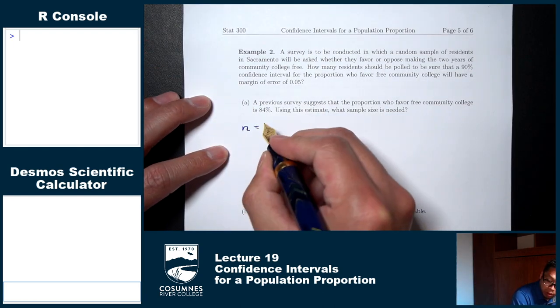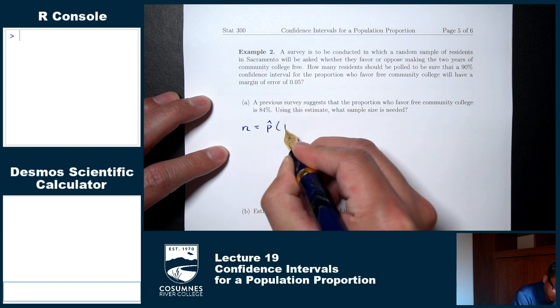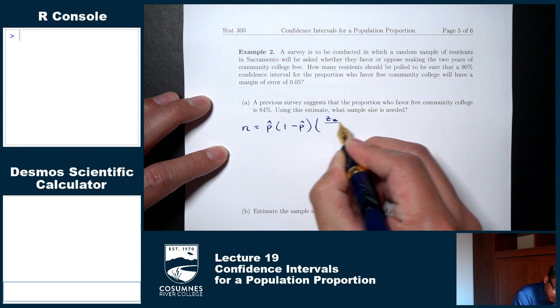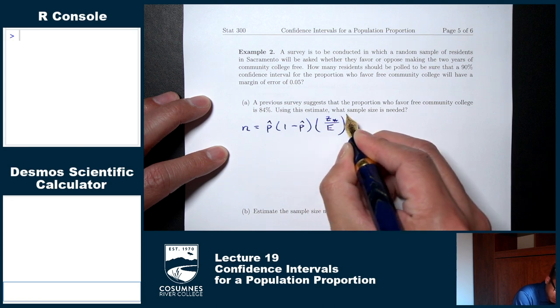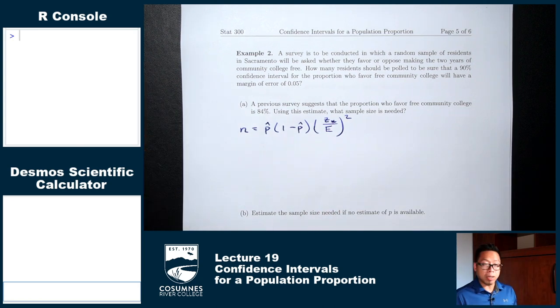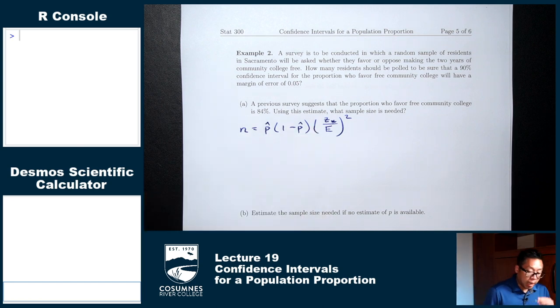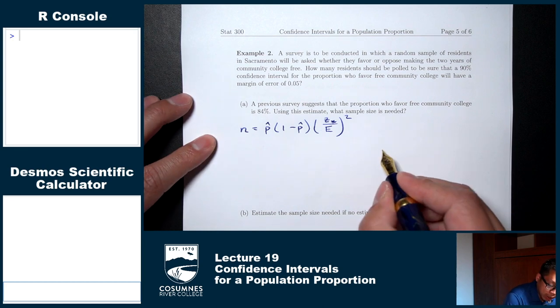So n equals p hat times 1 minus p hat times z star over E, squared. And what do we plug in for these letters? Now let me start with the z star. Z star has to do with the confidence level and this picture.